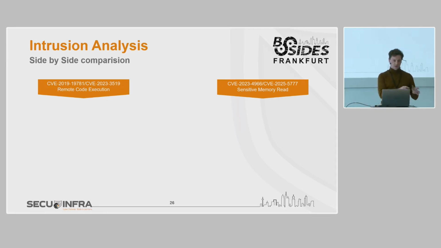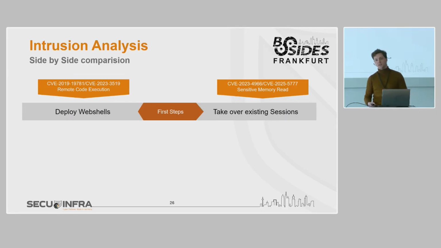So on the left side, we've got remote code execution. How do we analyze it from a forensic point of view? And on the right side, we've got memory read. So basically, the first steps for the attacker: as soon as he exploits the vulnerability, what are his first steps?